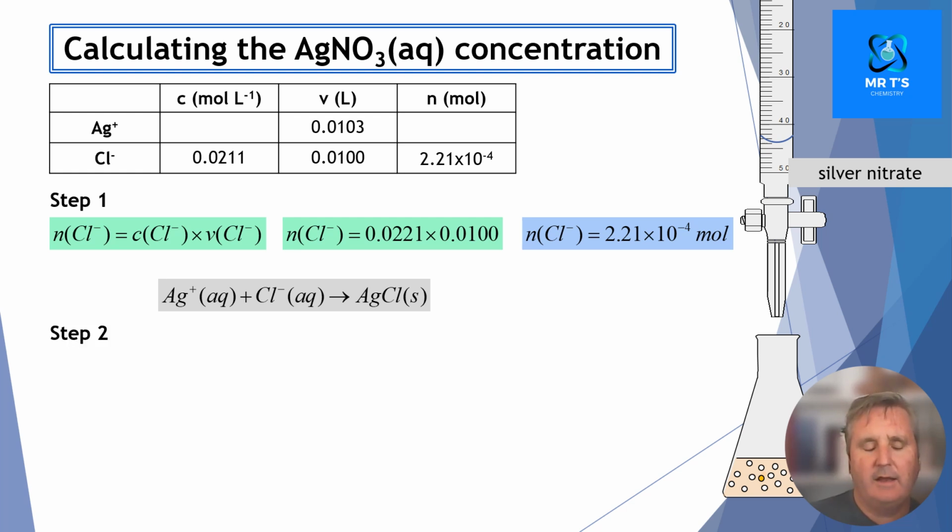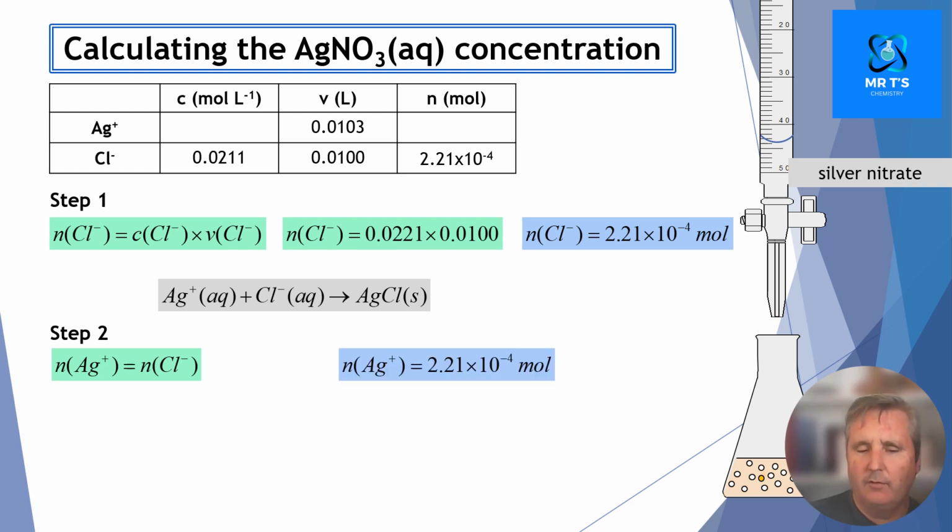So we can now say the following: the moles of silver ions is equal to the moles of chloride ions, or we can say that the moles of silver ions equals 2.12 times 10 to the negative 4, because the moles of chloride is equal to the moles of silver. So I've now written down step 2 and carried it out, substituted. I didn't really need to calculate here because these two are equal.